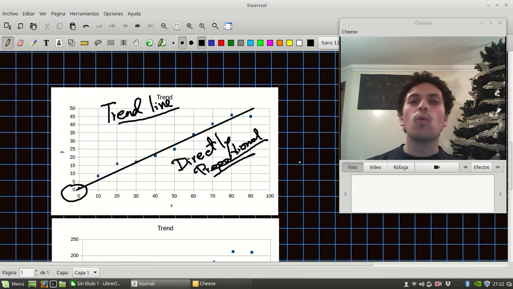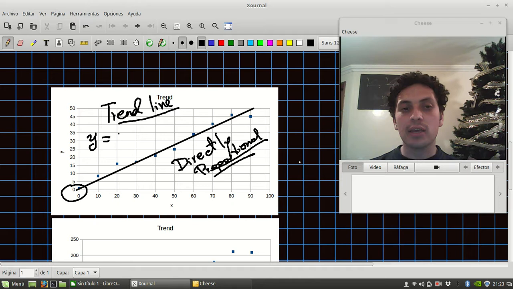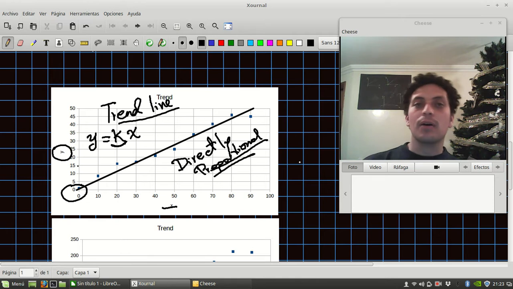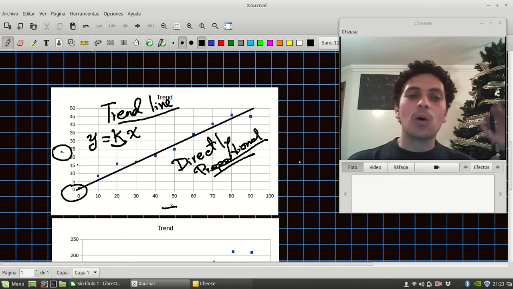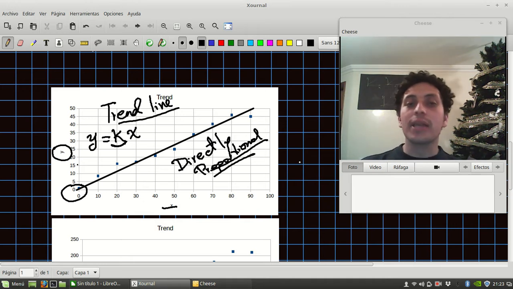So what does a directly proportional trend mean? A directly proportional trend is just a trend of the form y equals kx. It means that I have a constant k that multiplies x, the independent variable, to get the dependent variable. This is a very important trend because many times when we perform a laboratory in physics, we would like to have directly proportional trends to get conclusions. So this is the first trend we can have.